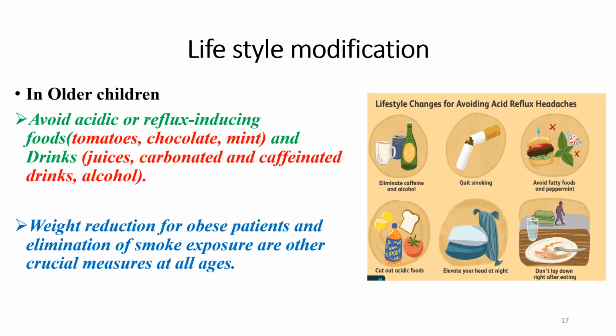In older children, avoid acidic or reflux-inducing foods such as tomatoes, chocolate, mint, and drinks such as juice, carbonated and caffeinated drinks, alcohol. Also weight reduction for obese patients and the elimination of smoke exposure are crucial measures at all ages.